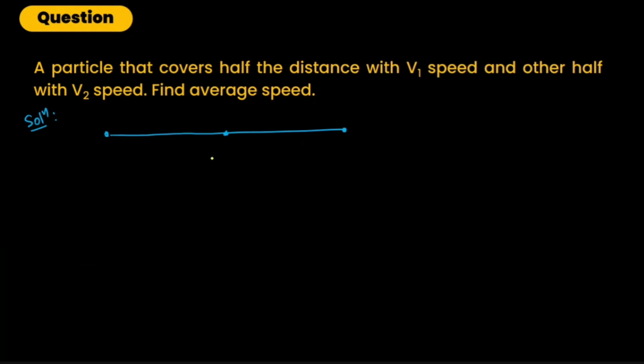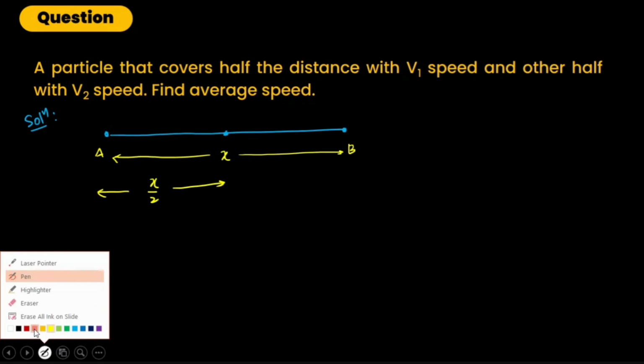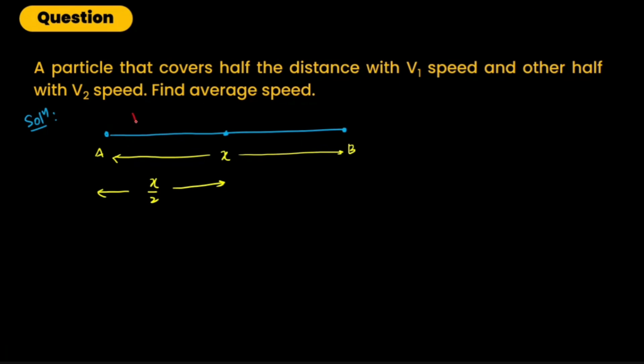What does it mean? It means if the particle has gone from point A to point B, so let me assume that the distance between point A and point B is x. So it says that half the distance, so half of it has been covered with speed v1, whereas the other half it has covered with speed v2.